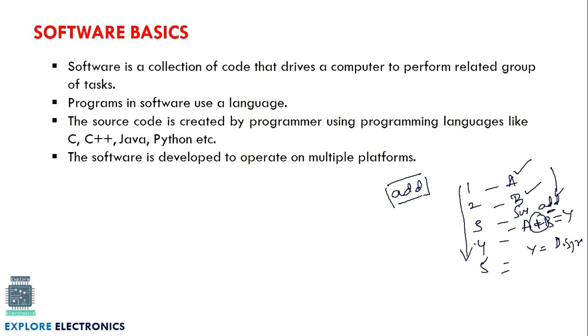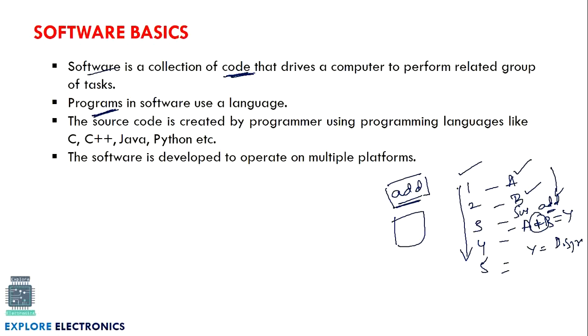And this set of code and instructions will be called software. This software is a collection of code that drives a computer to perform a related group of tasks. This is a simple example I have given. Similarly, multiple tasks that a CPU or processor or a computer is going to do, that code will be called a software, right? And that software will consist of programs inside.